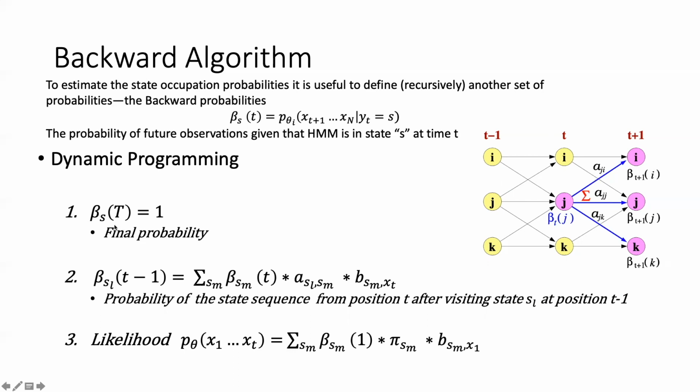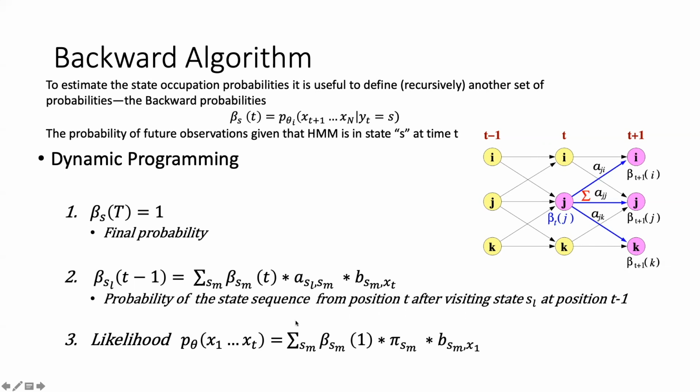So we can initialize it with beta s of T, which indicates the final probability, which is equal to 1, and then beta t minus 1 is computed recursively using future betas and the transition probabilities and the observations in the future states.